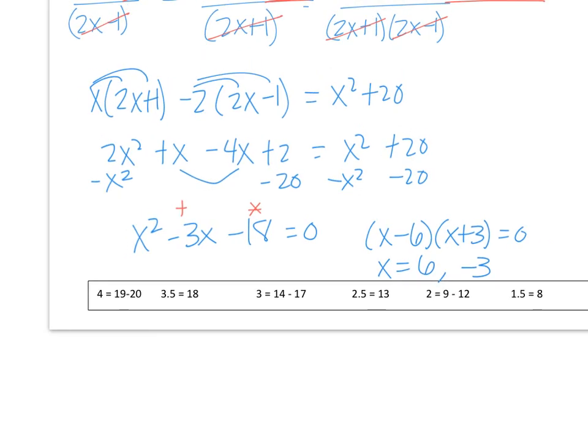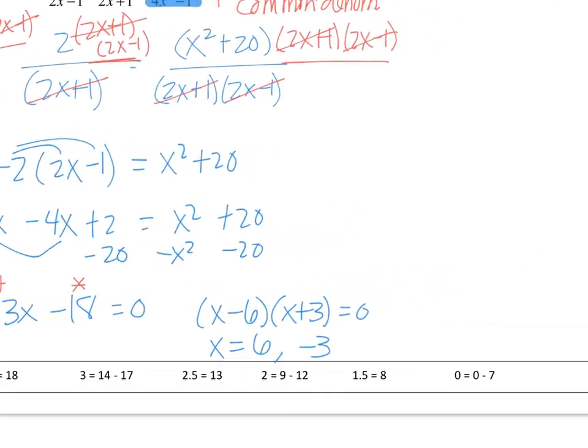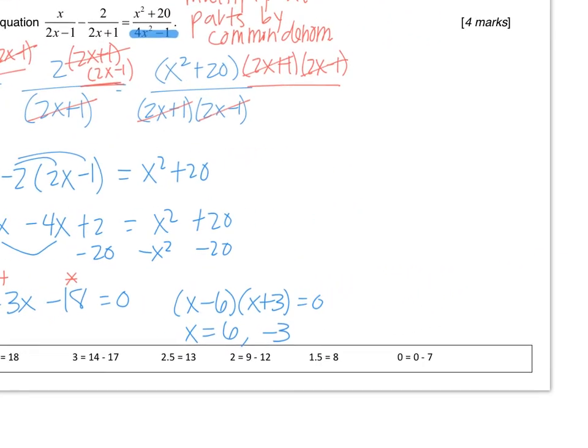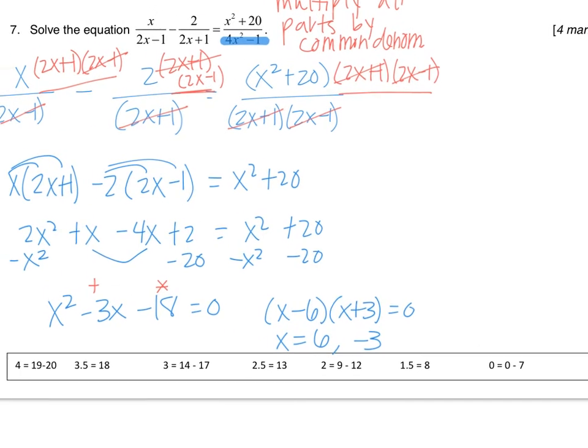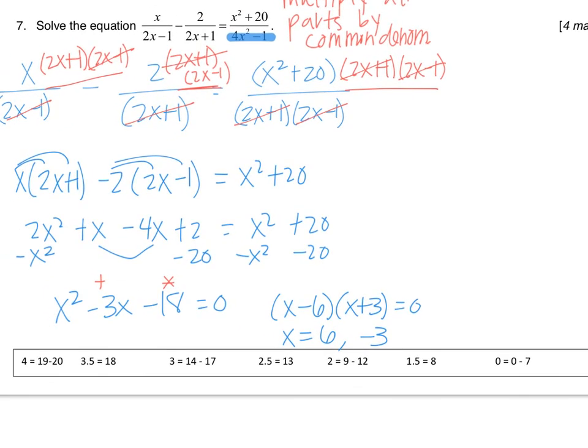We do want to check for extraneous solutions. If I put any of those two numbers in, are my denominators going to equal 0? No. So we're good. These both work as solutions.